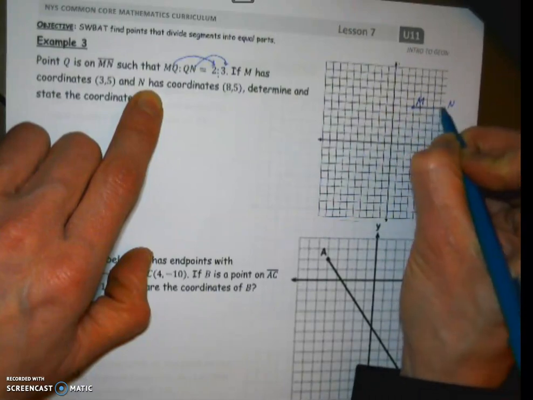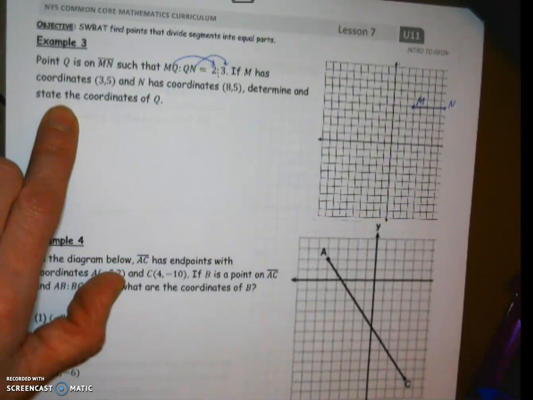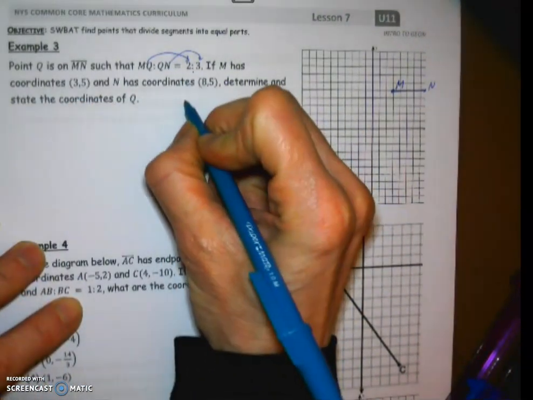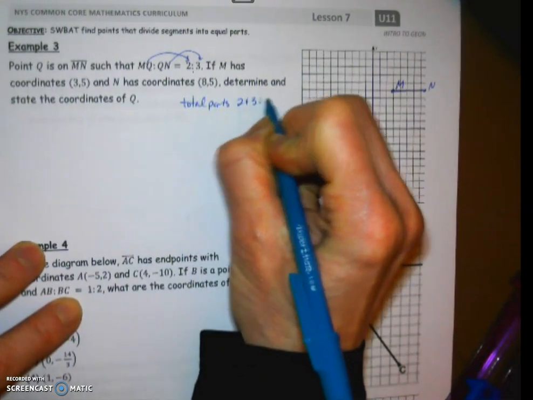Okay, so here's line segment MN, which means Q is going to be somewhere in between. Determine and state the coordinates of Q. All right, so we want to have a total of 5 parts. Total parts is going to be 2 plus 3, which is 5.